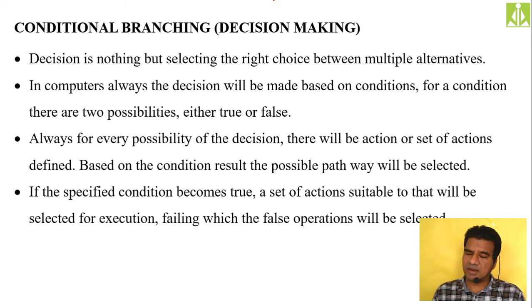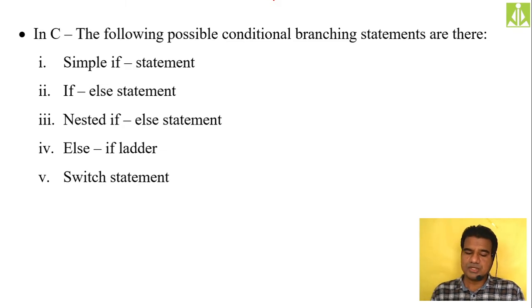So simply remember, whenever we are saying two-way conditional branching, there is a condition, and based on the result of that condition, either we execute a set of statements or we skip a set of statements, or we do both.